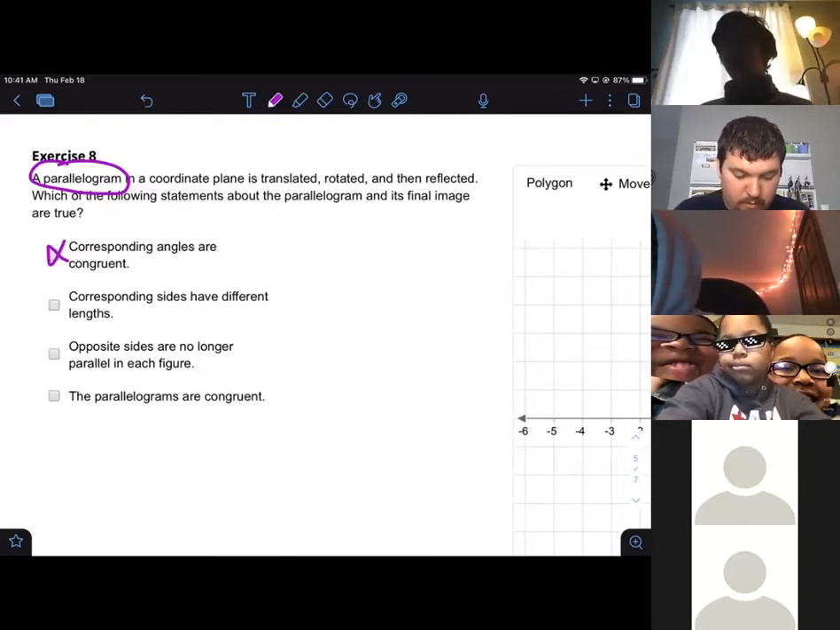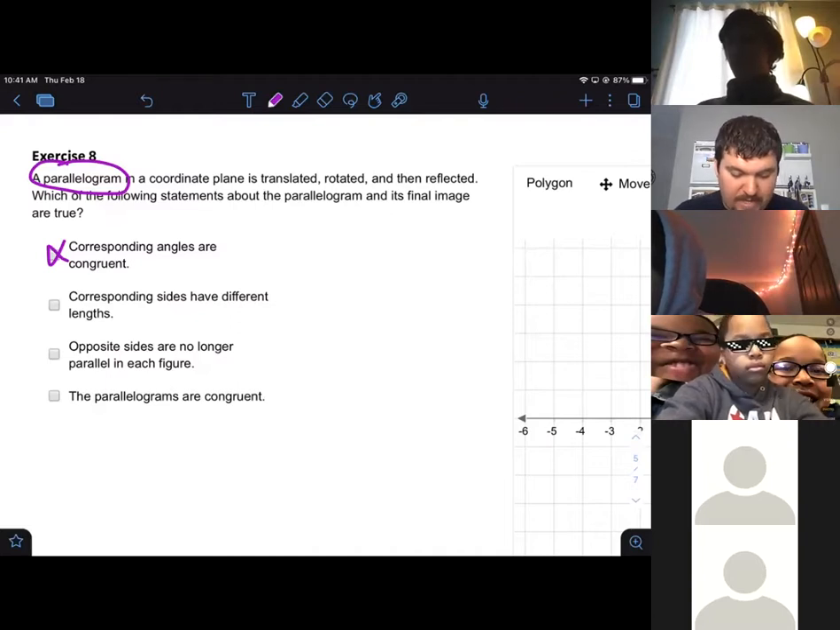Do you want us to just put like A, B, C, or D? I want you to actually write it down. So write corresponding angles are congruent.